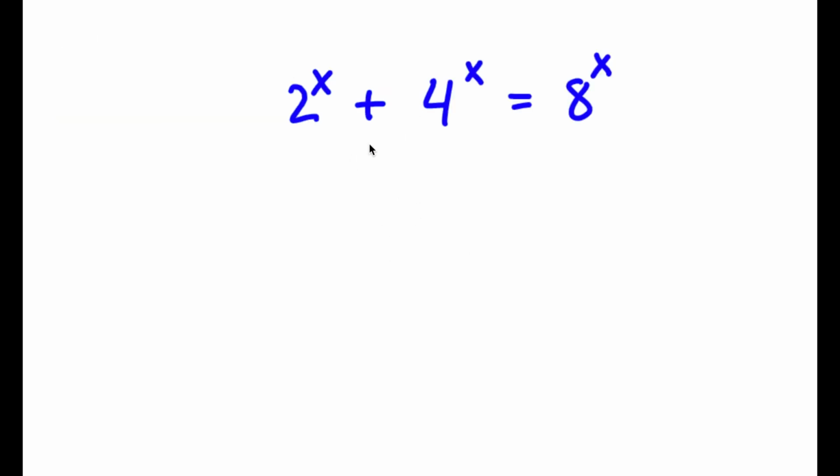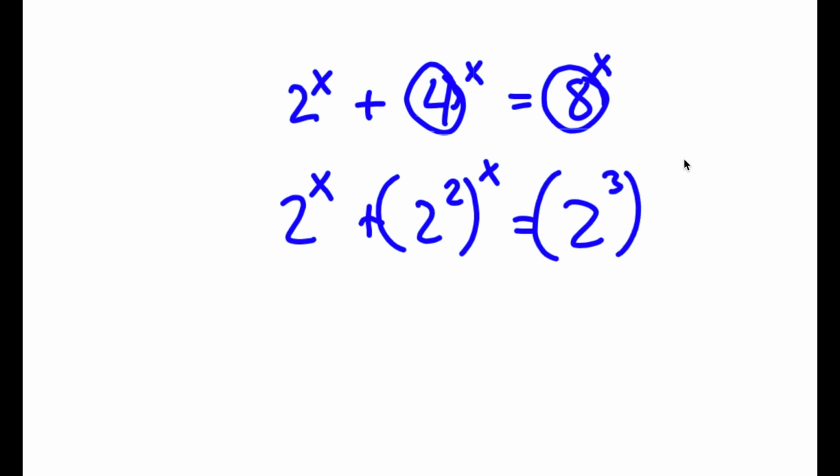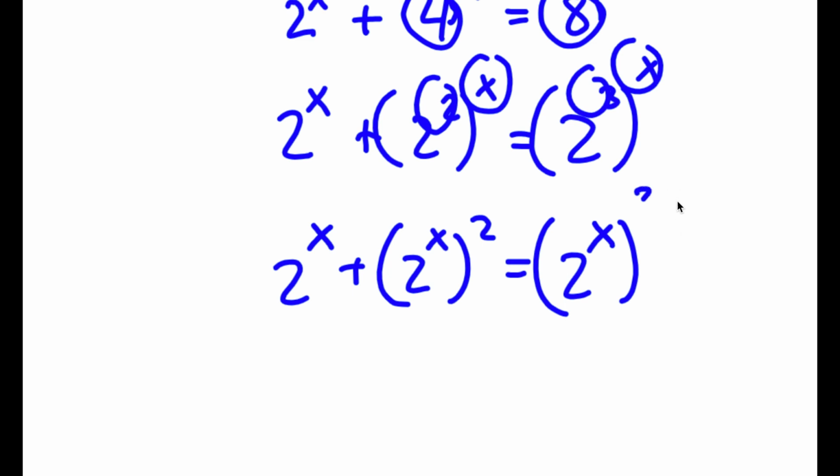Alright, so in this problem, I have 2 to the power of x plus 4 to the power of x is equal to 8 to the power of x. So I'm going to first start by rewriting 4 as 2 squared and 8 as 2 to the power of 3. So now I have 2 to the power of x plus 2 squared to the power of x is equal to 2 to the power of 3 to the power of x. Now I can actually switch the places of these two exponents. So now I get 2 to the power of x plus 2 to the power of x to the power of 2 is equal to 2 to the power of x to the power of 3.